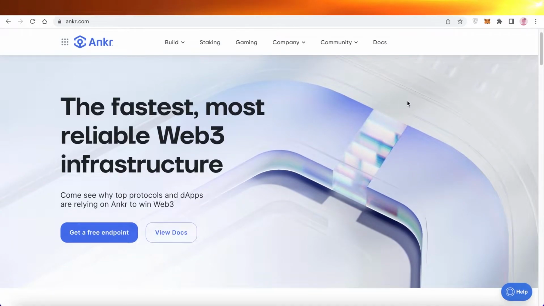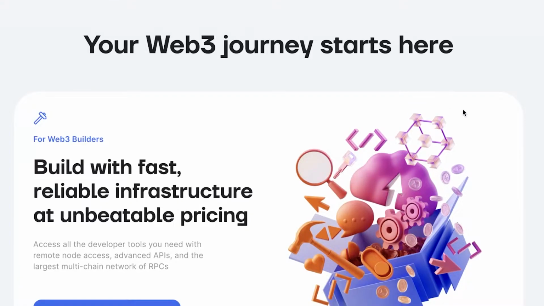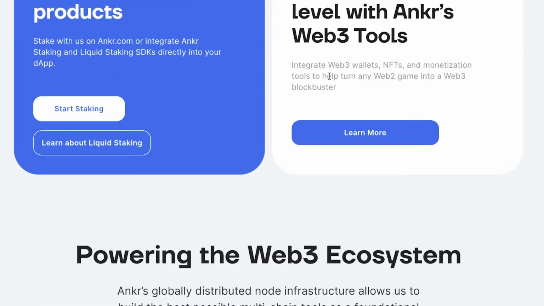Now, Ankr has its native token as well, but before we get into the token, we are going to discuss what the Web2 journey really is like with Ankr, what this basically means, and what the platform and the potential growth for this platform is.